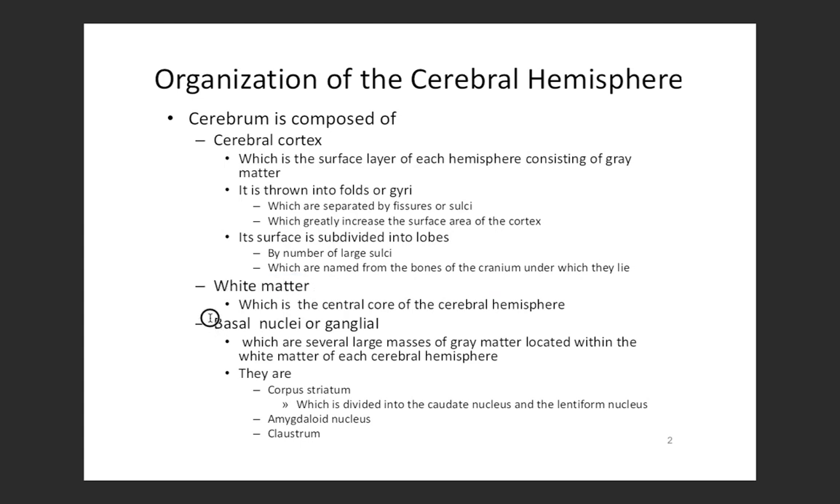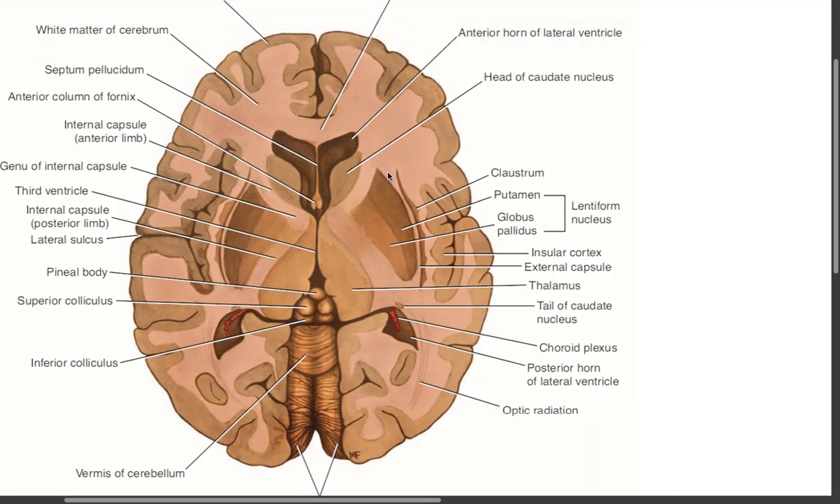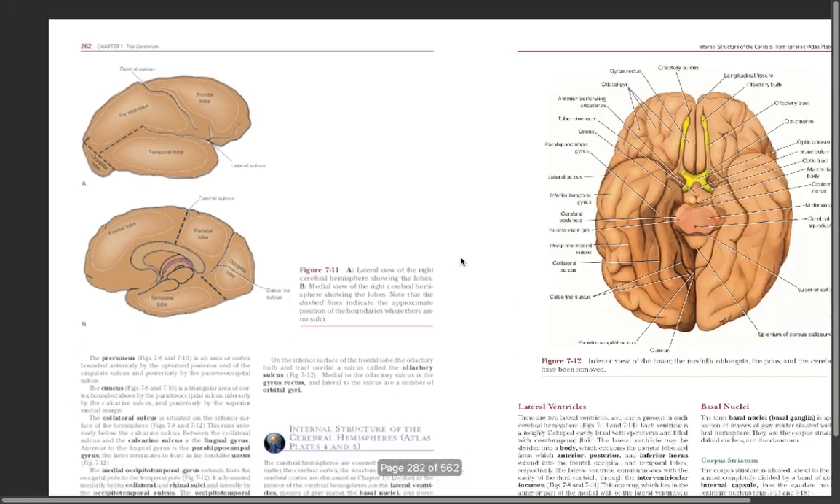There is something called the basal nuclei or ganglia. Actually, the basal nuclei or ganglia are gray matter embedded in the white matter. So they are several large masses of gray matter located within the white matter of each cerebral hemisphere. It's very clear that it is gray matter located inside the white matter core of the cerebral hemisphere, and there are major components of the basal nuclei or ganglia, as you can see in the figure here.